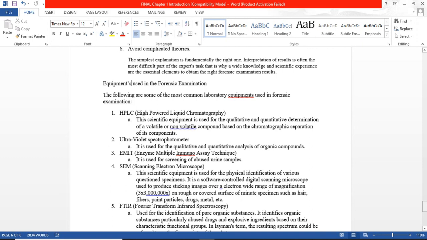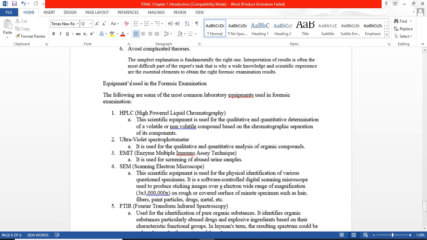Okay? Next is your ultraviolet spectrophotometer. Okay, it is used for the quantitative and qualitative analysis of organic compounds, for mga small traits ng certain nga analytes. Next is your EMIT. EMIT stands for Enzyme Multiplied Immunoassay Technique. It is used for screening of abused urine sample. Abuse, ibig sabihin na tampered or may mga dugang-dugang sila para mag-negative sa mga test.